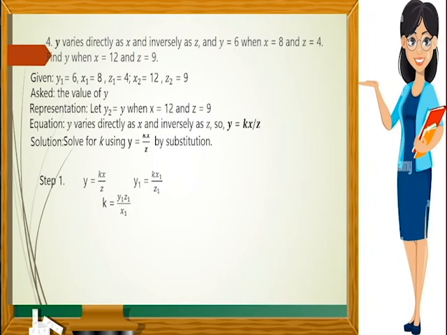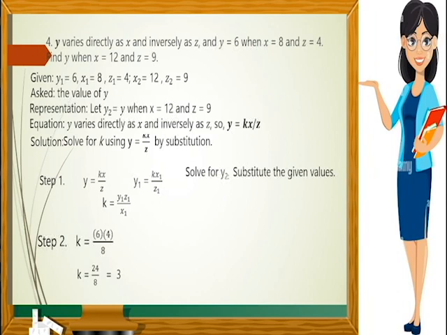Okay, let us substitute the given value. So, Y is equivalent to KX over Z, or Y sub 1 is equal to KX sub 1 over Z sub 1. So, looking for the constant, we have now K is equal to Y sub 1 Z sub 1 over X sub 1. So, next, we have now substitute the given value. For K is equivalent to the given value of Y, Y sub 1 is 6, for Z sub 1 is 4, and for X sub 1 is 8. So, multiplying 6 times 4, that is equal to 24. So, K now is equal to 24 over 8. And K is equal to 3.